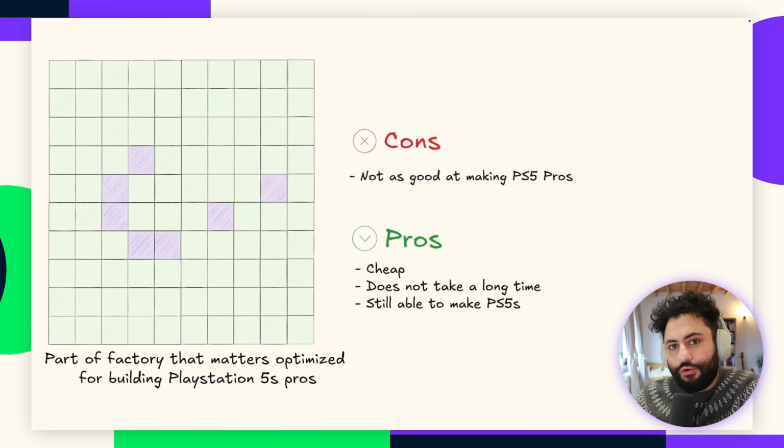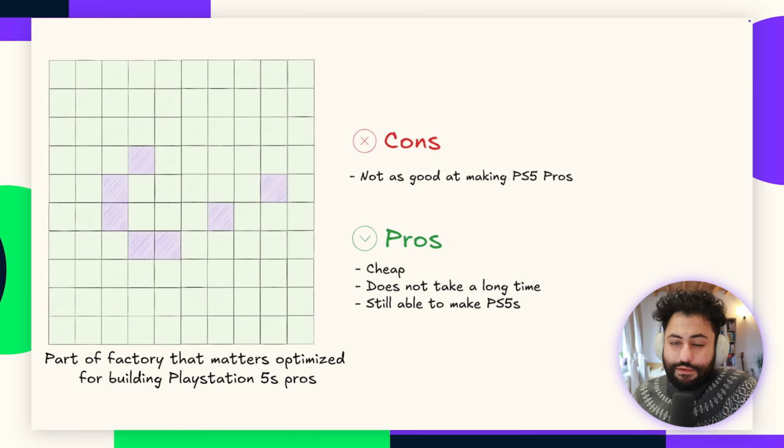Now, another way that you can do this is to change only part of the factory that matters, right? Because the PS5 Pro has really similar components to the PS5, it becomes more optimized for building PlayStation 5 Pros. Now, the cons here is that this factory may not be as good at making PS5 Pros as the first one, maybe not as efficient or fast at making PS5 Pros, but it's pretty cheap to change your logistics. It does not take a long time, and this factory is still able to make PS5s.